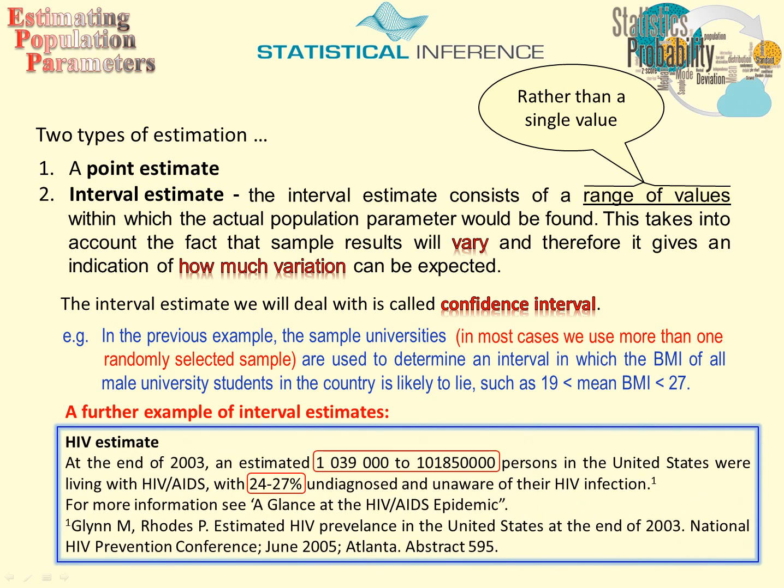Further example of interval estimates. Here's one, a study done in 2003 on the number of people infected with HIV or AIDS in the United States. This would have been obtained by taking a sample because you could not test every person in the United States. And these are actually proportions.